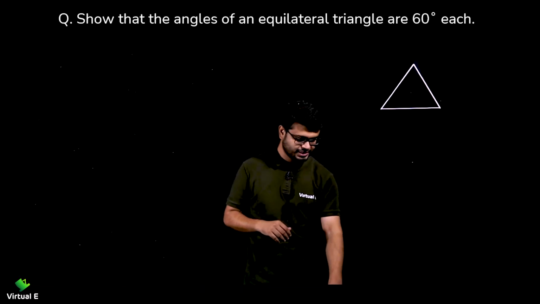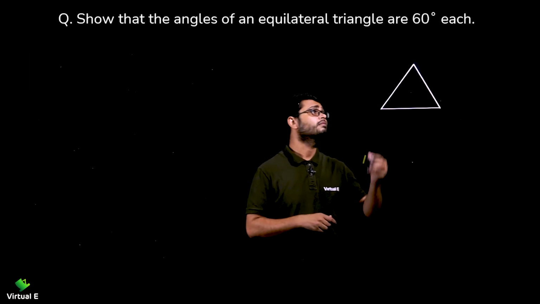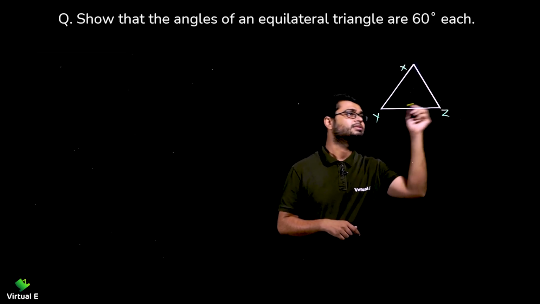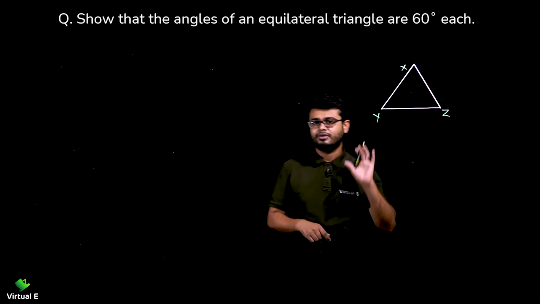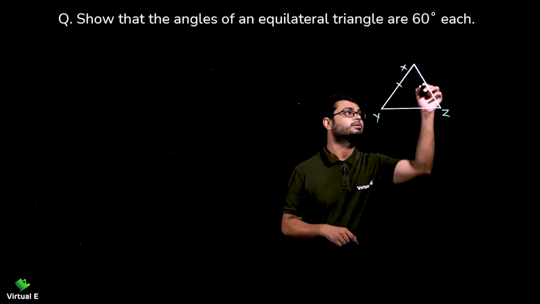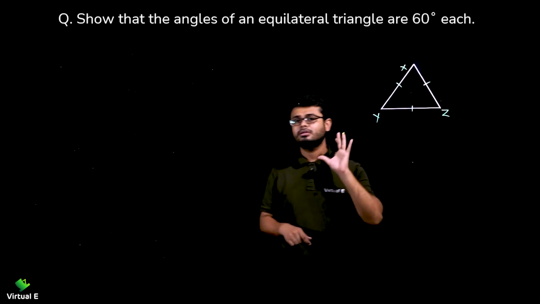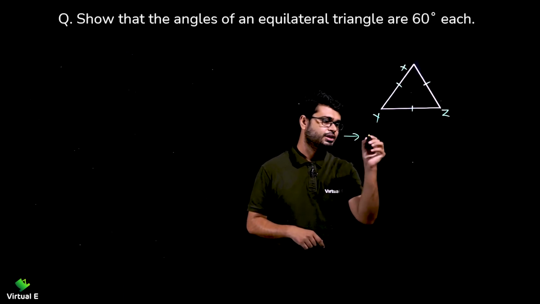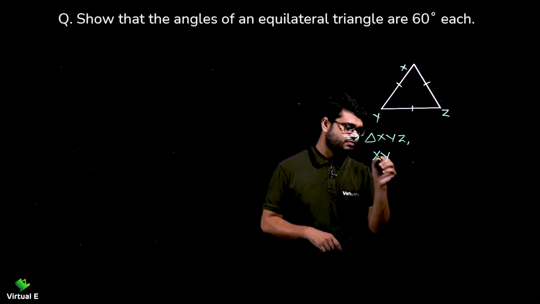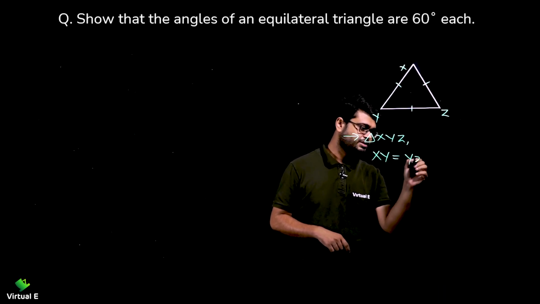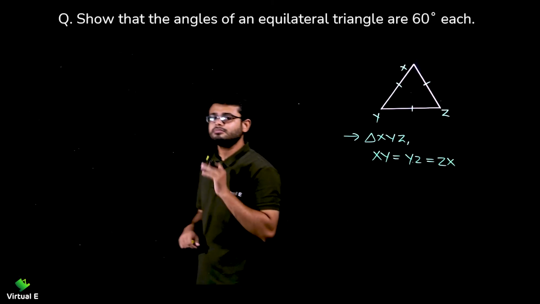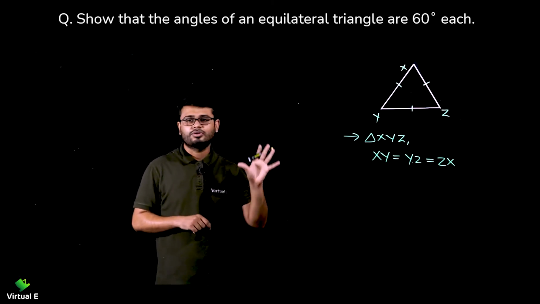So first of all, let's take an example of one equilateral triangle. Let's say X, Y, and Z. Now, this is the equilateral triangle. It means that we need to have all three sides equal. So we are going to put a dash on all three of them. Let's write the given condition: triangle XYZ, where XY is equal to YZ is equal to ZX. Done?